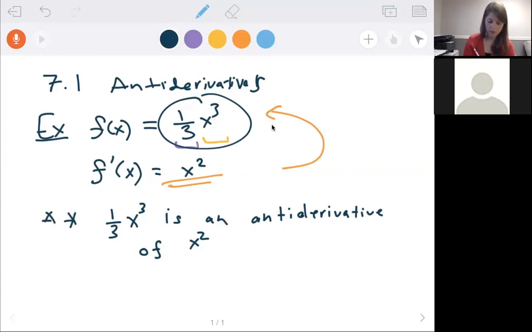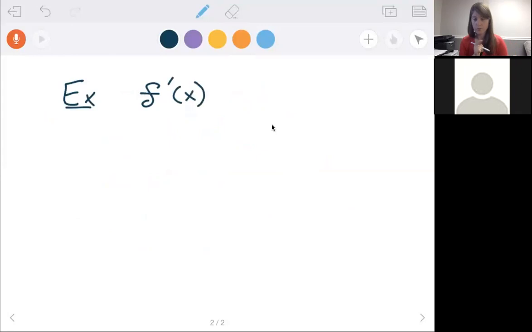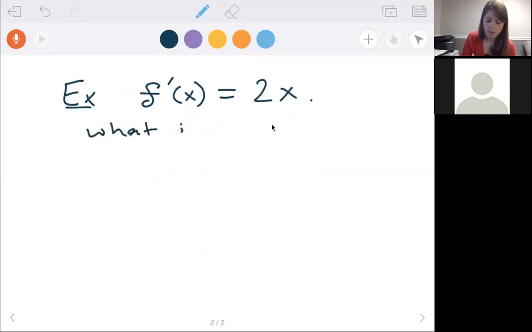So let me kind of phrase it another way. Another way is to say, let's say you know the derivative of a function. Let's say you know the derivative is 2x. And I'm going to phrase this a little differently. Instead of saying what is f of x, we're going to talk about what is a possibility for f of x.